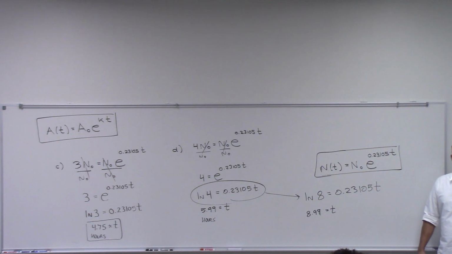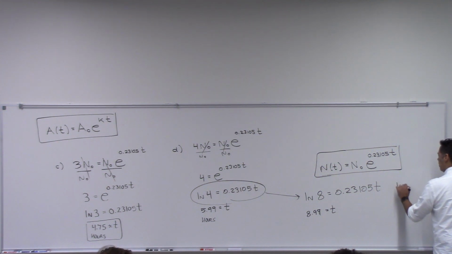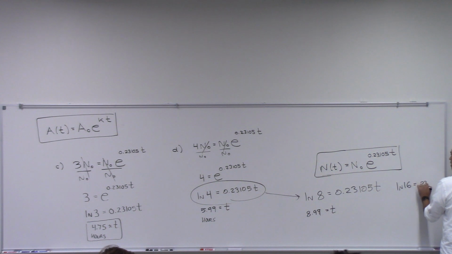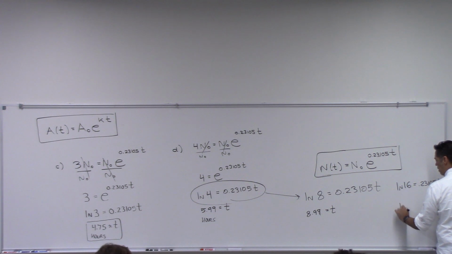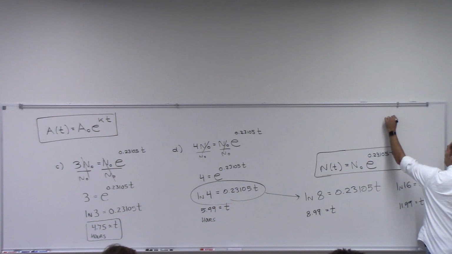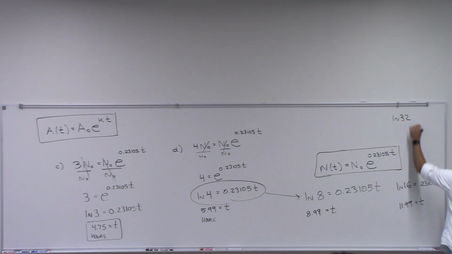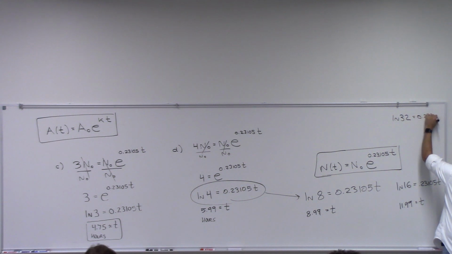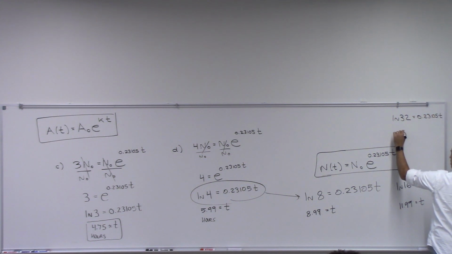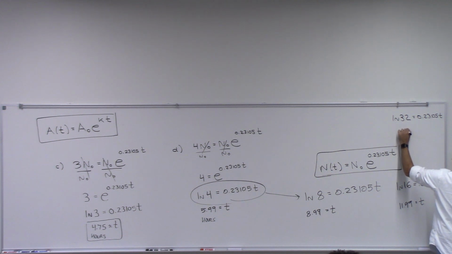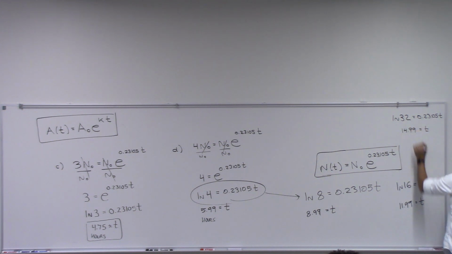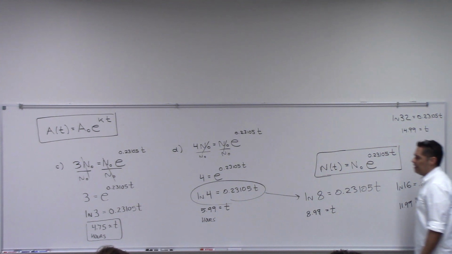What about to double again? It would be natural log 16 equals 0.23105 t. Do that one for me. What do you get? 11.99 t. Go one more. Let's double again. 32, right? What do you get there? 14.9. So it looks almost linear, but it's not.